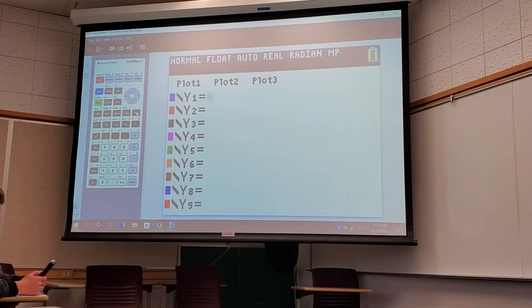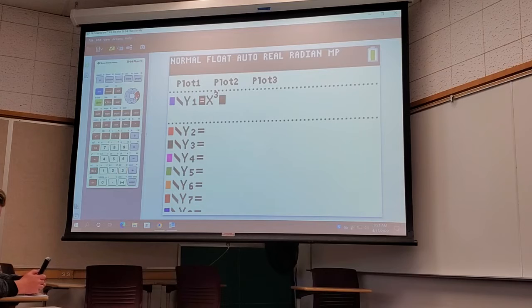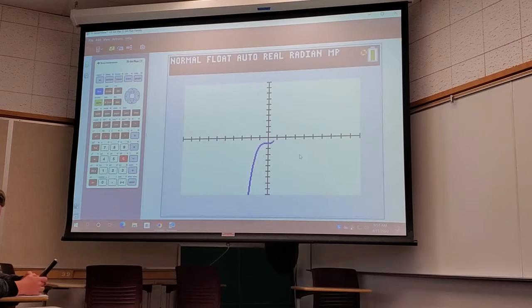Oh, what was the equation in the first place? I forgot. Oh, there it is. X cubed minus cosine x. All right, zoom 6. Let's take a look. There it is. So you guys remember, how do I find that root?